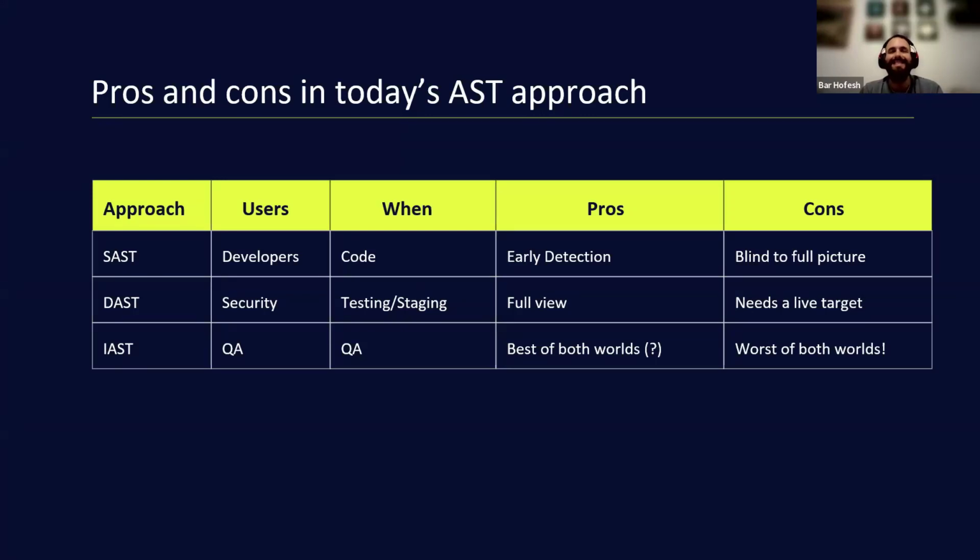Then we have the DAST approach. The classic DAST is usually used by security or AppSec people, and you should run it in the testing or staging phases. So the pros is it has full view because it scans the live running application. So all of those microservices and little functions are already combined, or all of them are in the same flow. And it looks at it like an attacker would. The cons is that it needs a live target. Why is that a con?